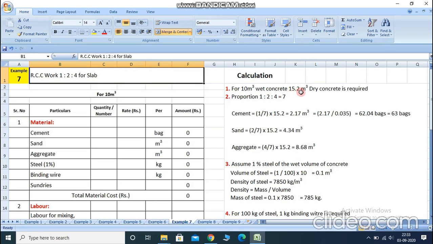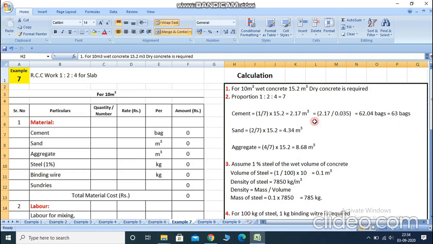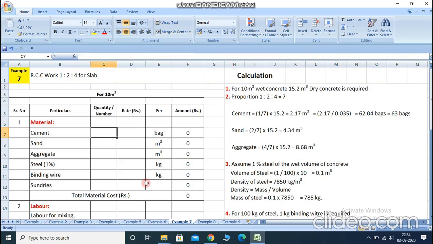So when we add water to this 15.2, we get a wet concrete of 10 meter cube. Now we get the answer: 1 divided by 7 multiplied by 15.2, which is 2.17 meter cube. So here we got the cement answer in meter cube, but cement is always counted in number of bags. One bag volume is 0.035. So 2.17 divided by 0.035, we got 62.04 bags, which means 63 bags are required for an RCC work of a 1:2:4 slab work. So here we write 63 number of bags is required.